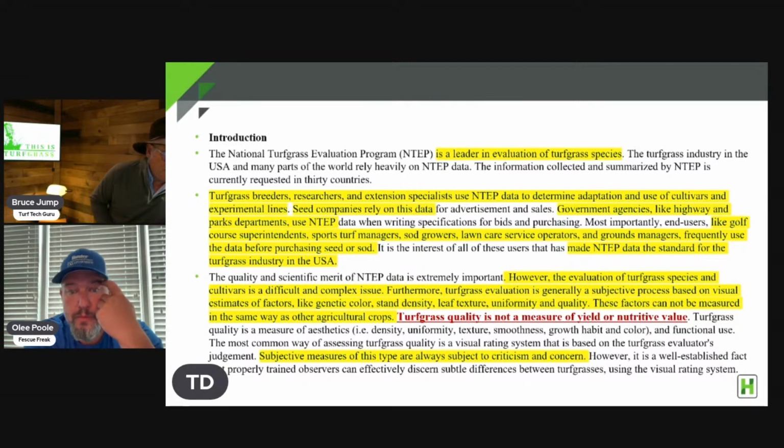It's the world of lawns and beauty and everything from erosion and heat dissipation and all those wonderful things. But it's not like corn or soybeans where you can actually measure the yield. Hey, this variety gets 200 bushels per acre and this variety gets only 180. So it's a little different. Subjective measures of this type are always subject to criticism and concern.